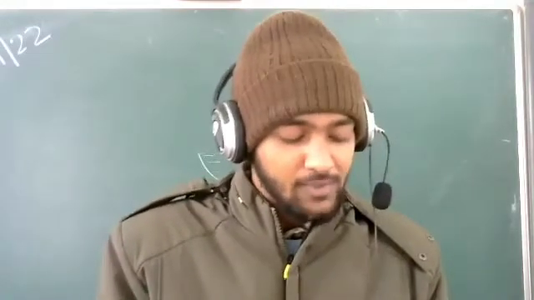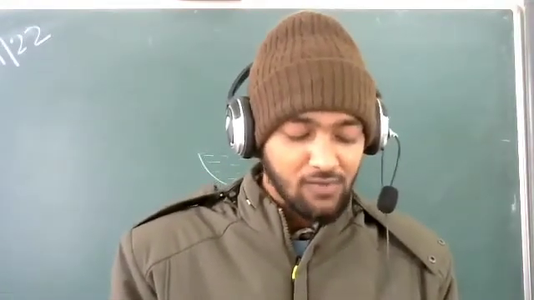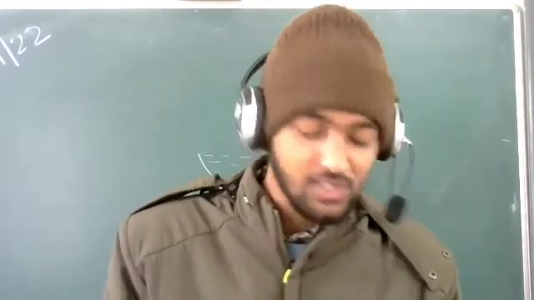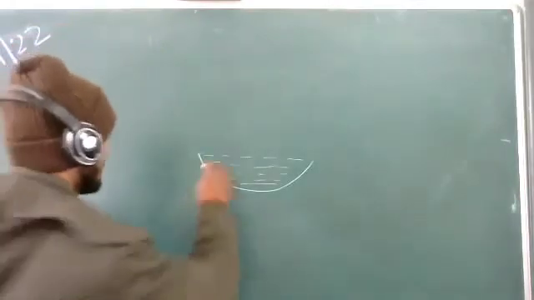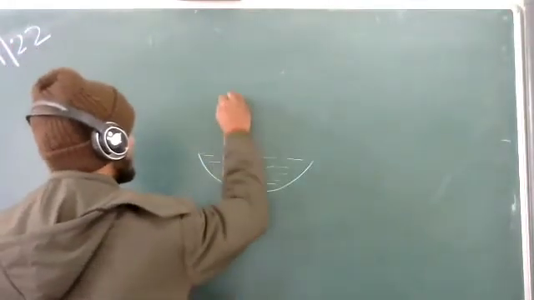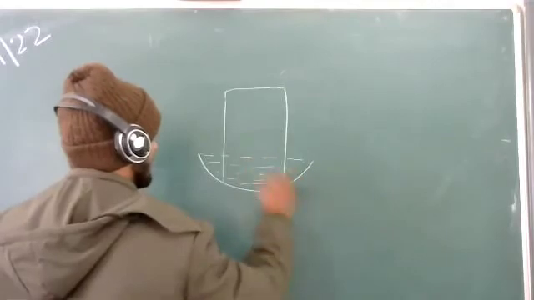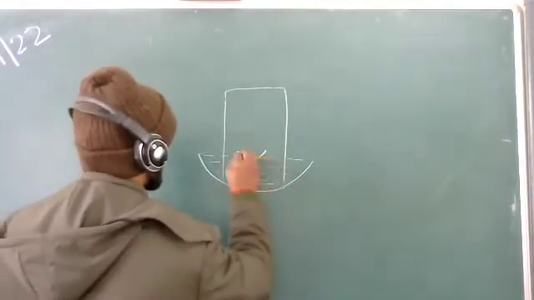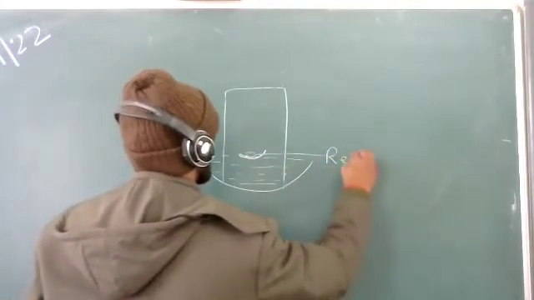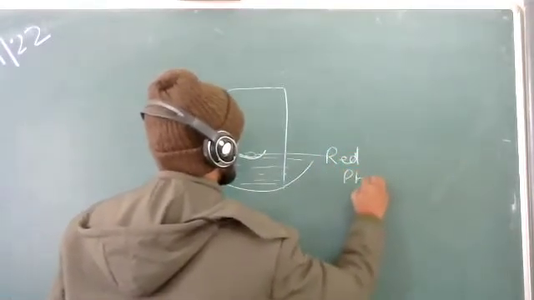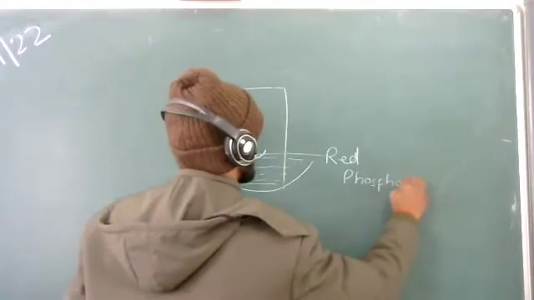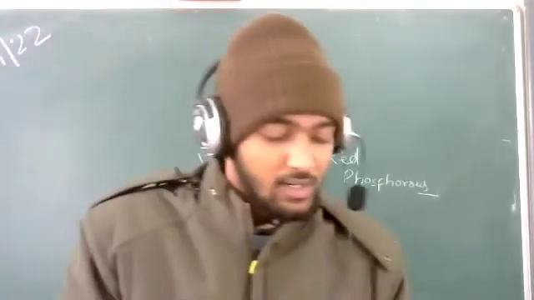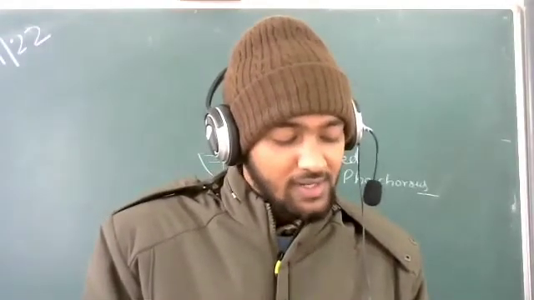First we have to take a small piece of red phosphorus in a porcelain dish and float it on water in a trough. Now cover the dish with a bell jar with a stopper. Okay, now we have to cover it with a bell jar. And here is the red phosphorus. Now mark the water level in the bell jar.